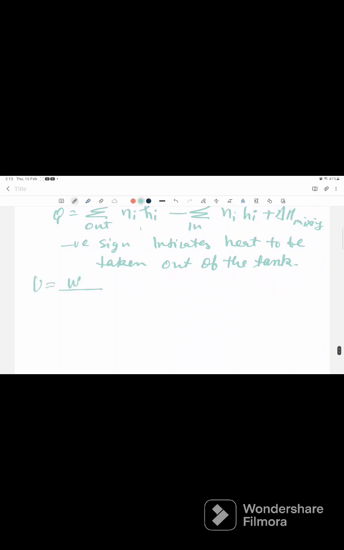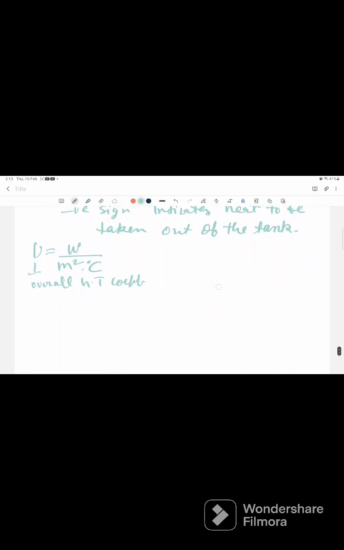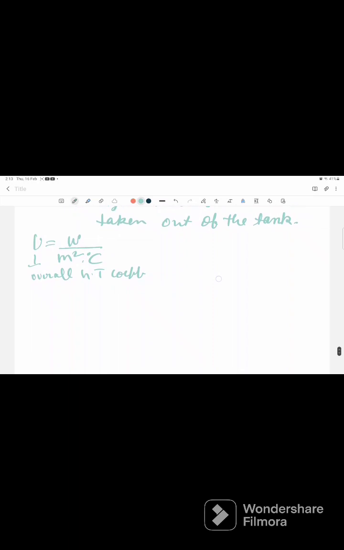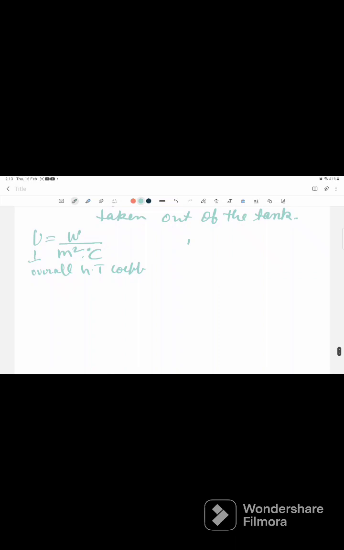U has units of watt per meter square degree Celsius, and this is the overall heat transfer coefficient. Intensity is defined as integral from 0 to infinity of I lambda d lambda.